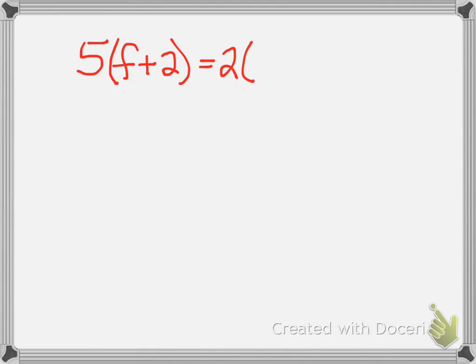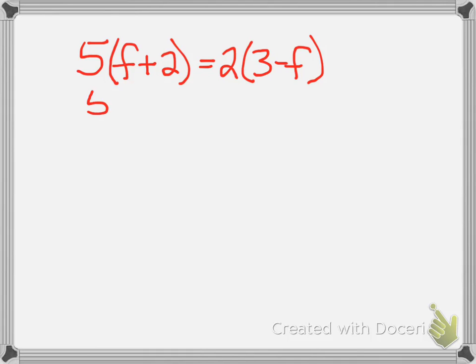Next example is 5, and I'm going to read this like this. 5 times the quantity f plus 2 equals 2 times the quantity 3 minus f. So in this one I do have parentheses, so that must mean that I do have distributive property. Dale, distribute on the left for me.